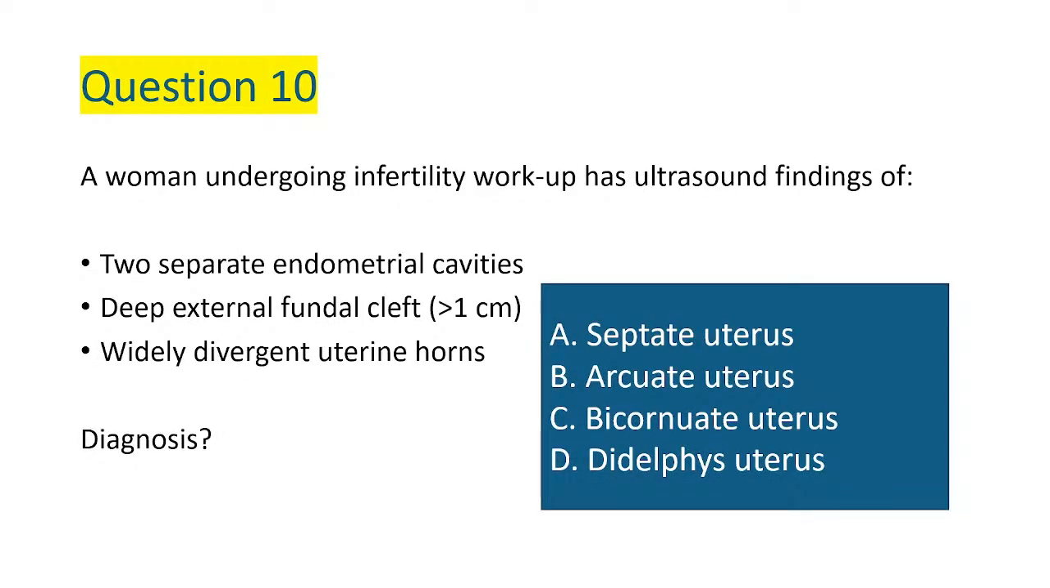Question number 10, which is the last one. A woman undergoing infertility workup has ultrasound findings of 2 separate endometrial cavities, deep external fundal cleft above 1 centimeter, widely divergent uterine horns. What is the most likely diagnosis?